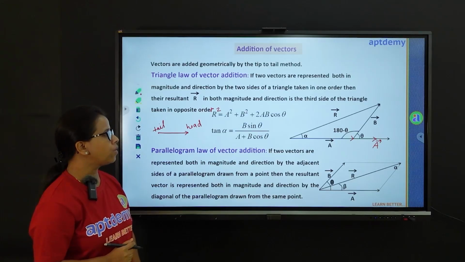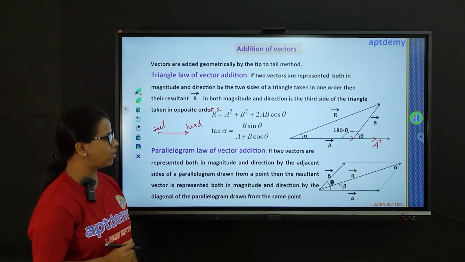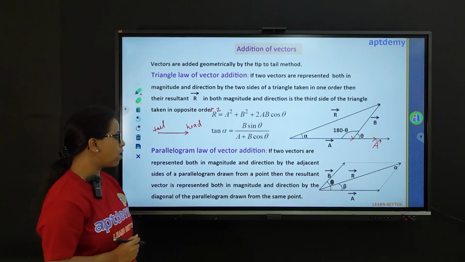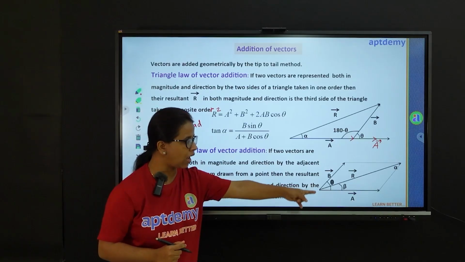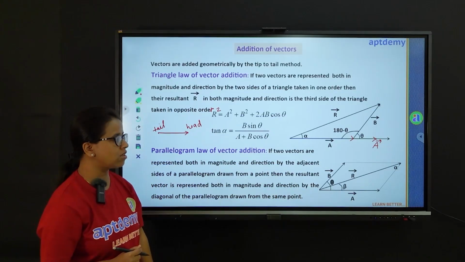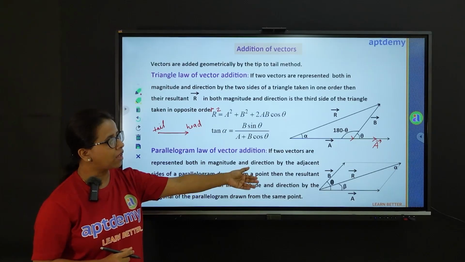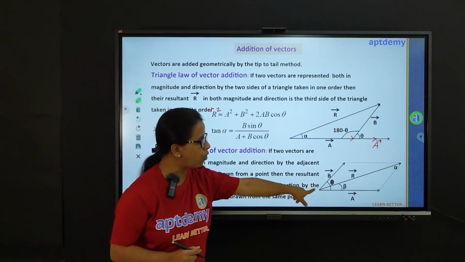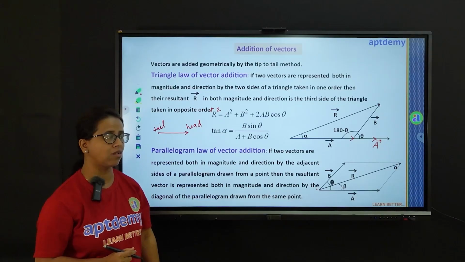Now next we shall talk about the parallelogram law of vector addition. If two vectors are represented both in magnitude and direction by the adjacent sides of a parallelogram drawn from a point, then the resultant vector is represented both in magnitude and direction by the diagonal of the parallelogram drawn from the same point. So we have two vectors here, vector A and vector B, and the angle between the two vectors is theta. The two vectors are representing the adjacent sides of a parallelogram. Then the resultant of these two vectors will be given by the diagonal of the parallelogram drawn from the point where the two vectors meet. So vector R will represent the resultant of the two vectors, vector A and vector B.